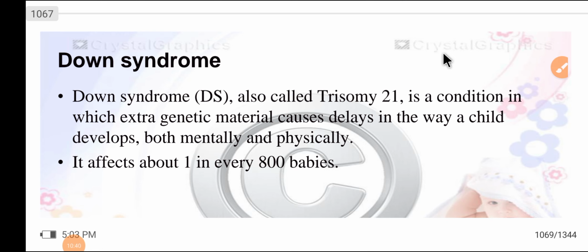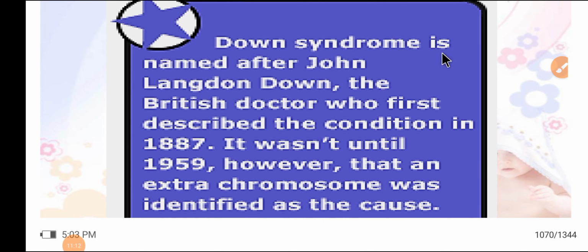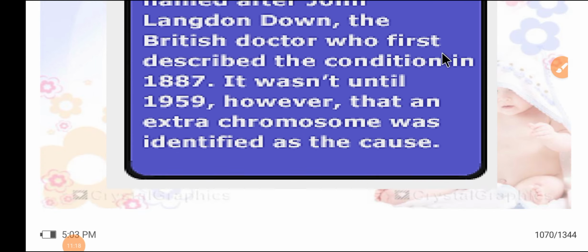Down syndrome. Down syndrome, also called trisomy 21, is a condition in which extra genetic material causes delays in the way a child develops, both mentally and physically. It affects about 1 in every 800 babies. Down syndrome is named after John Langdon Down, the British doctor who first described the condition in 1887. It was not until 1959, however, that an extra chromosome was identified as the cause.